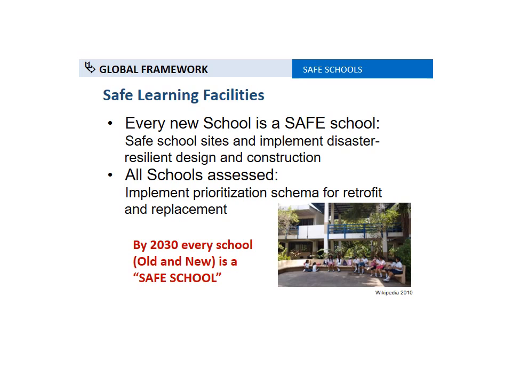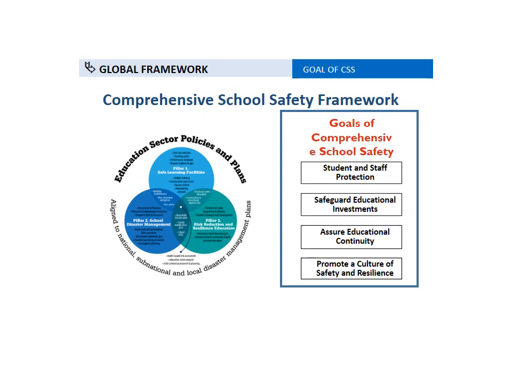As I mentioned, we work on the framework of comprehensive school safety, where we have 4 goals: student and staff protection, safeguarding educational investment, ensuring that education continues even after disasters, and promoting a culture of safety and resilience. Comprehensive school safety has 3 pillars. Pillar 1 looks into safe learning facilities, pillar 2 looks into school disaster management, and pillar 3 looks into disaster risk and resilience education.